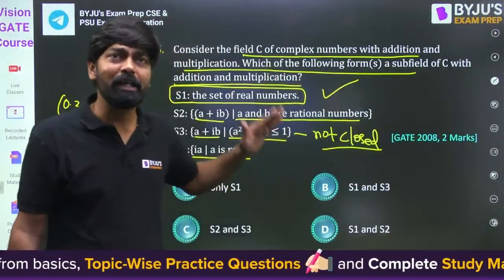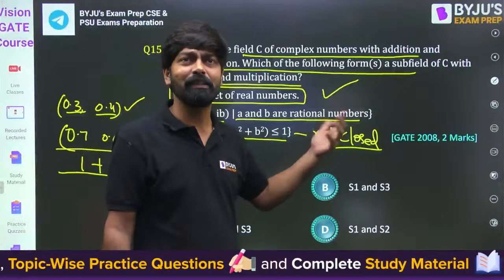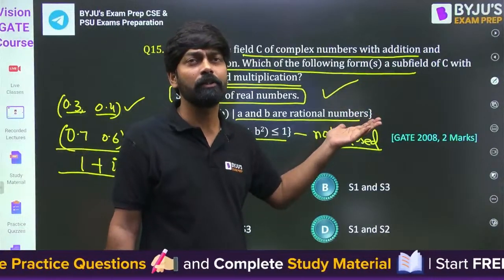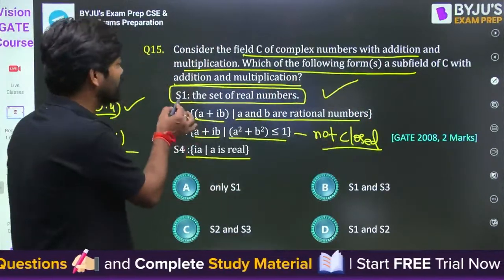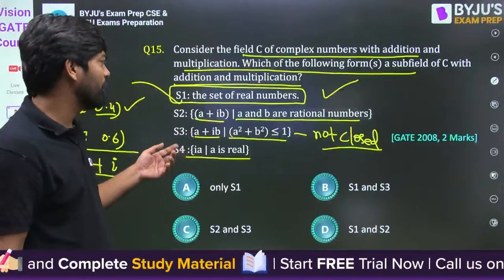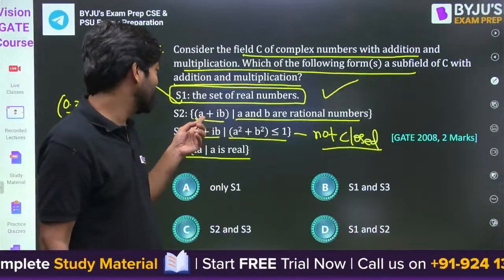So everything is there, and it is distributive also. Plus is distributive over star, and star is distributive over plus. So no problem, S1 has no problem. We don't have any problem here. Like that, we don't have a problem in S2 also.